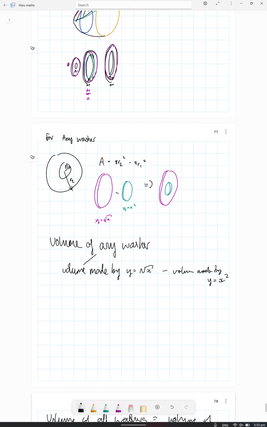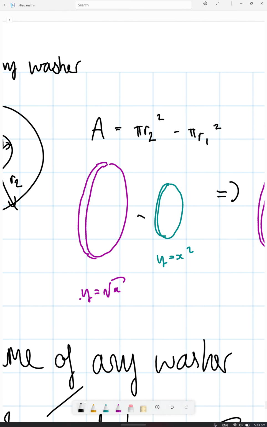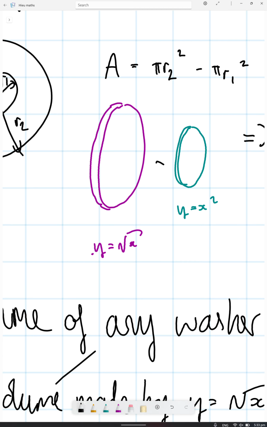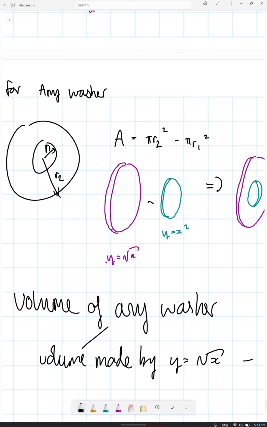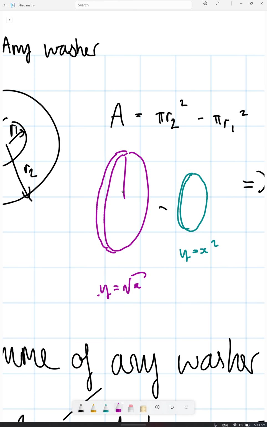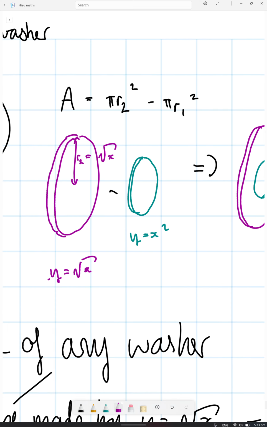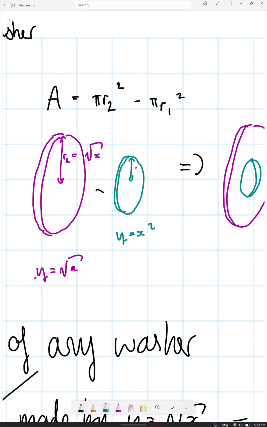And then how do we write this out? The larger area is given by the circle of the radius, and remember this radius is R2. R2 is the larger radius, and R2 is just equal to root x, whatever the x is. So the R2 at point A is root A. So R2 is just equal to root x, and then R1 is just equal to x squared.